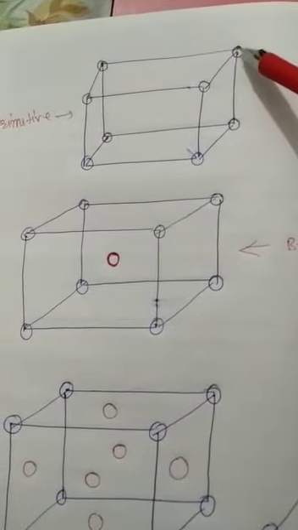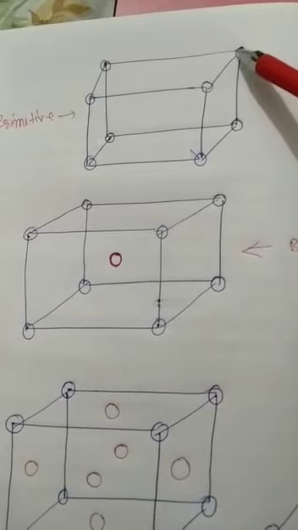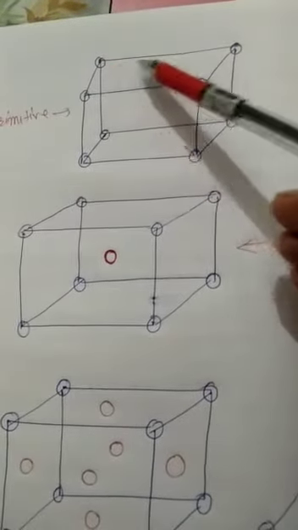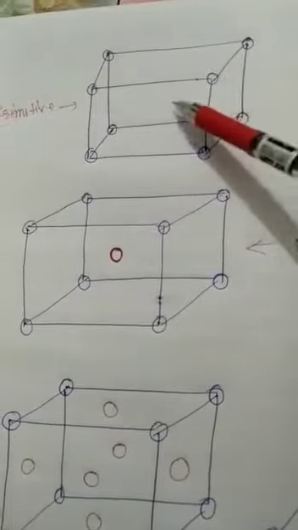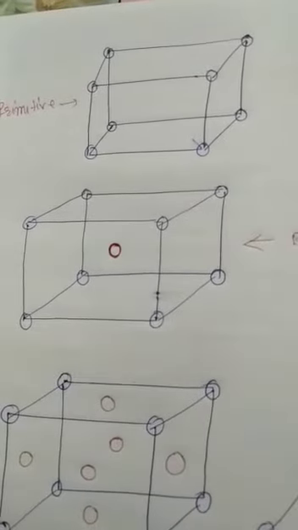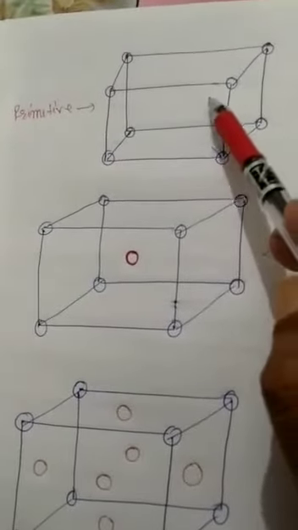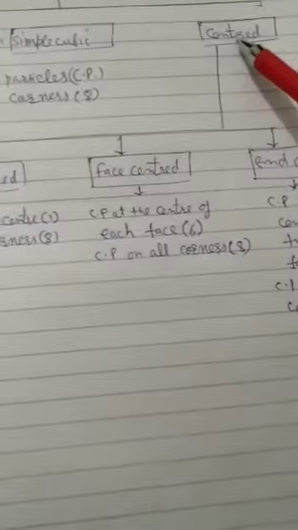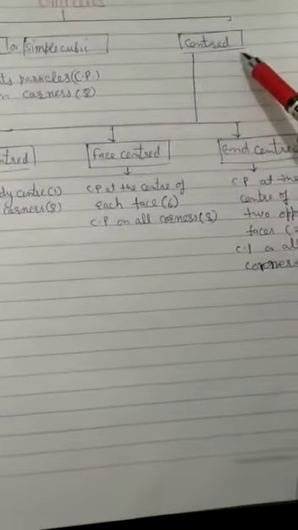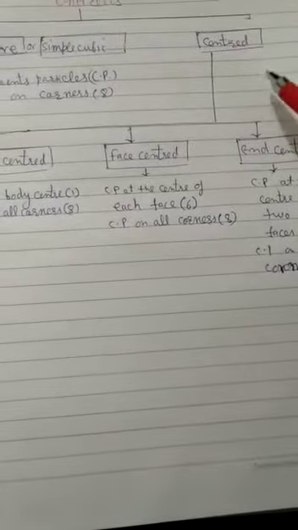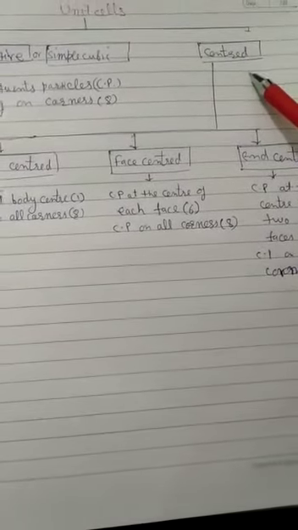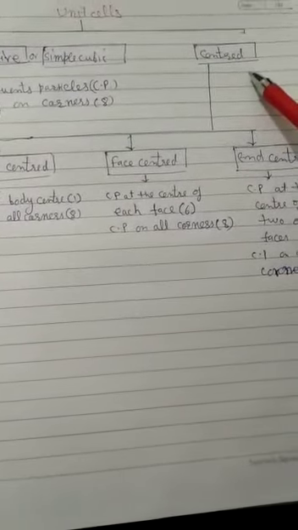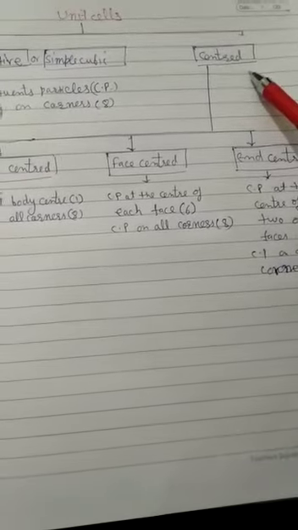So in primitive unit cell there are 8 corners and atoms are present only on the corners. This is primitive unit cell. Now coming to next, centered unit cell. In centered unit cell, atoms are present on other locations also.